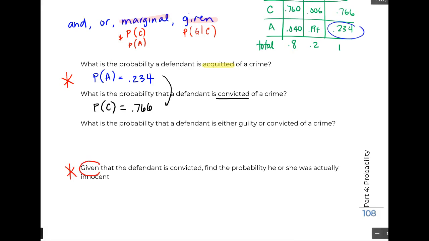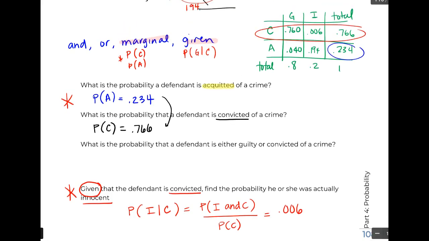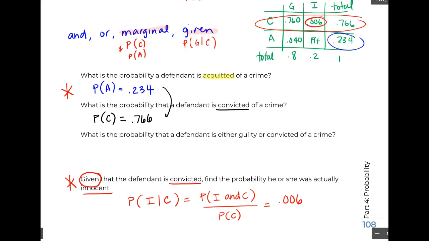There's our given in the other direction. So given convicted, what's the probability they're innocent? So we know they were convicted. What's the probability they're innocent? Sort of the worst case scenario, that we have an innocent person behind bars. And remember, for your givens, you can grab this off the formula sheet. This is and divided by what we know. So in this case, we've got 0.006 from our table. We know they've been convicted. What's the probability they're innocent?